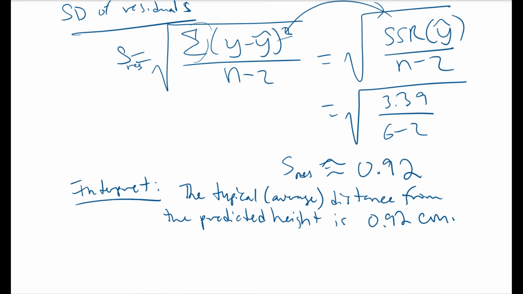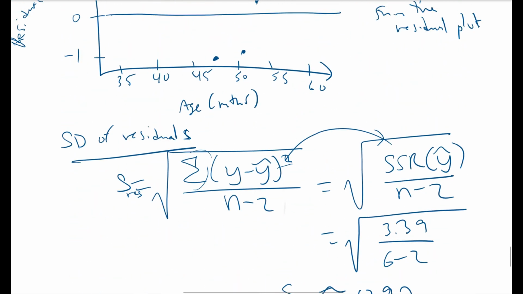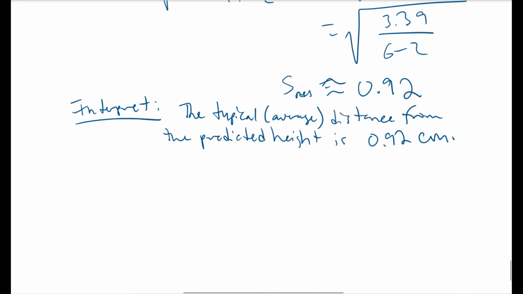All right, so basically the S tells you the spread of the residuals, like how spread out are the residuals. Basically, what's the typical distance from the prediction. 0.92, the typical distance, that's pretty small. So 0.92 means the typical distance from our prediction is less than 1 centimeter, which is pretty good. So now let's look at the next part.